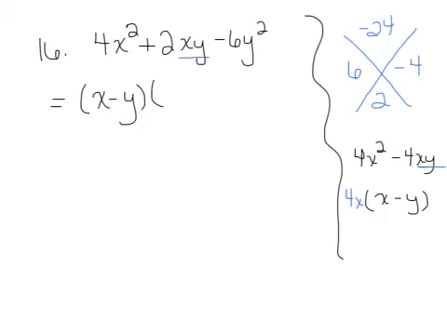So I go through the exact same process. In my first term, I have to get a 4x squared. So I need to multiply x times something to give me 4x squared. That's just going to be a 4x.